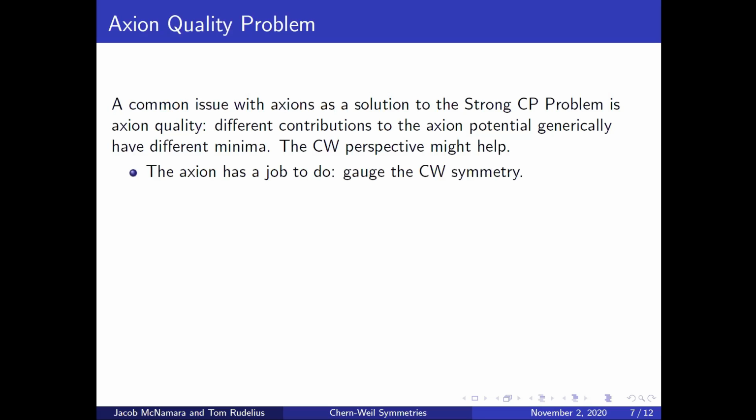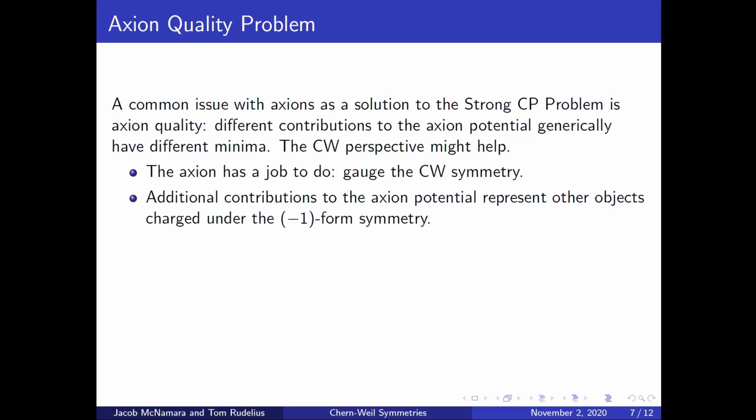The new perspective is that the axion has a job to do. It's there in order to gauge a symmetry. And gauging a symmetry is a much more restrictive thing than just having random terms. It says that it needs to couple to the current of some symmetry. There's a little bit more structure. And from this perspective, other contributions to the axion potential represent other objects, so other instantons for other gauge groups, or D-brane instantons, other types of effects that are also charged under this same -1 form symmetry or higher form symmetry in higher dimensions.